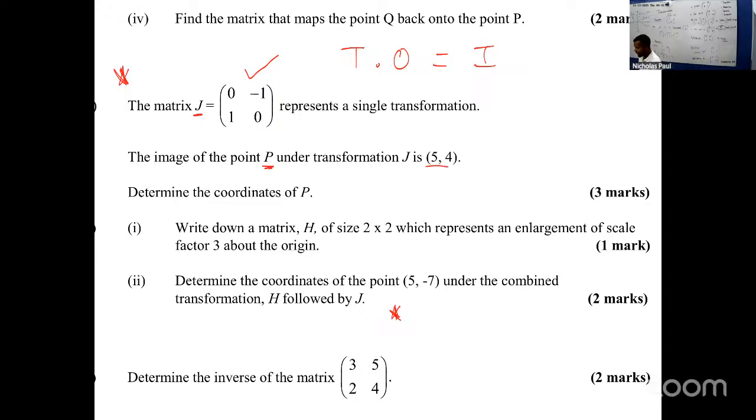They gave you the transformation matrix and then the image of P under G is 5, 4. So is 5, 4 the object or the image? Image. So your question should have looked like this: the matrix 0, -1, 1, 0. We do not know the object. Let's call the object x, y. And the image is 5, 4.